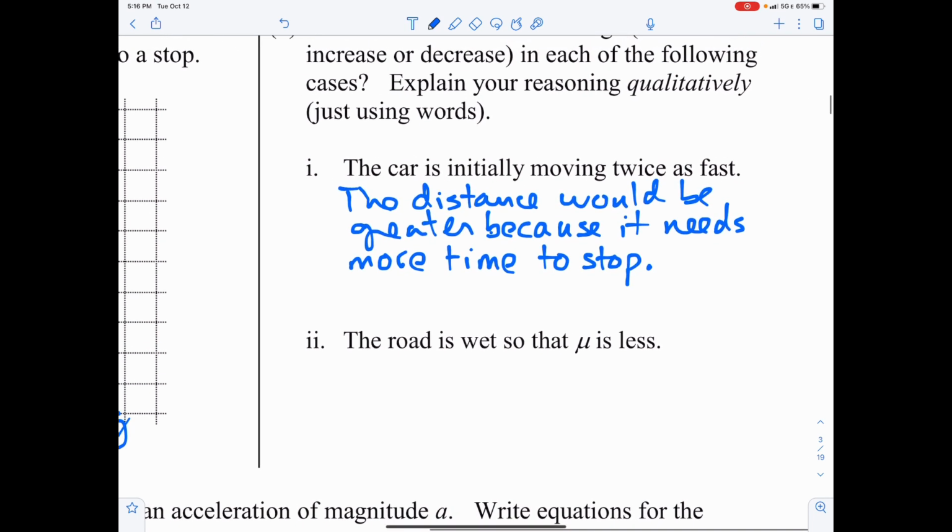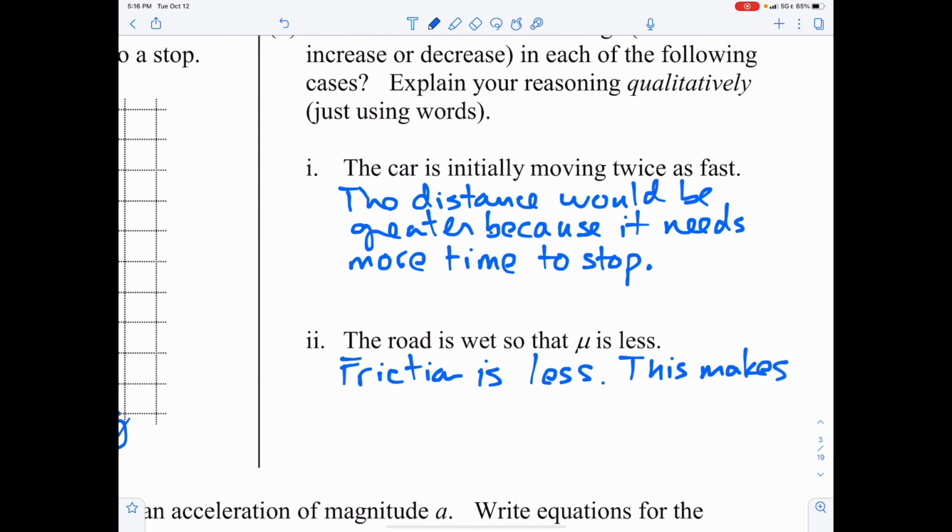Part B2. What if the road is wet so that mu is less? Well, if mu is less, then friction overall is less. And if friction is less, this is going to make the distance greater. This makes the distance greater because there is less force to stop the car.